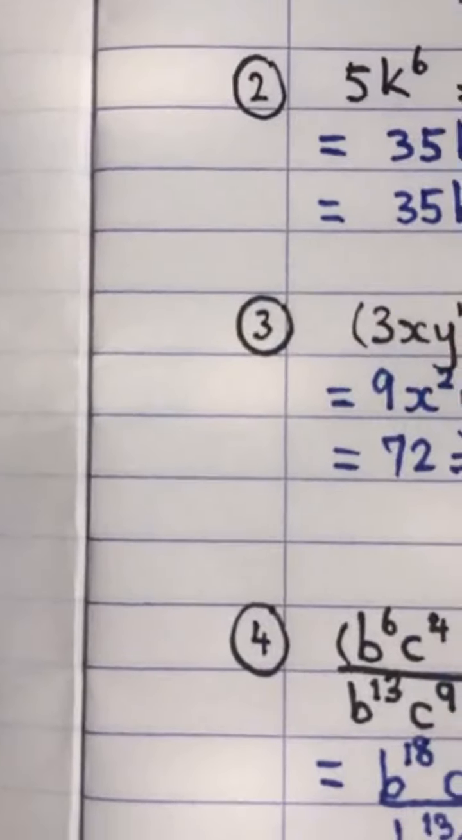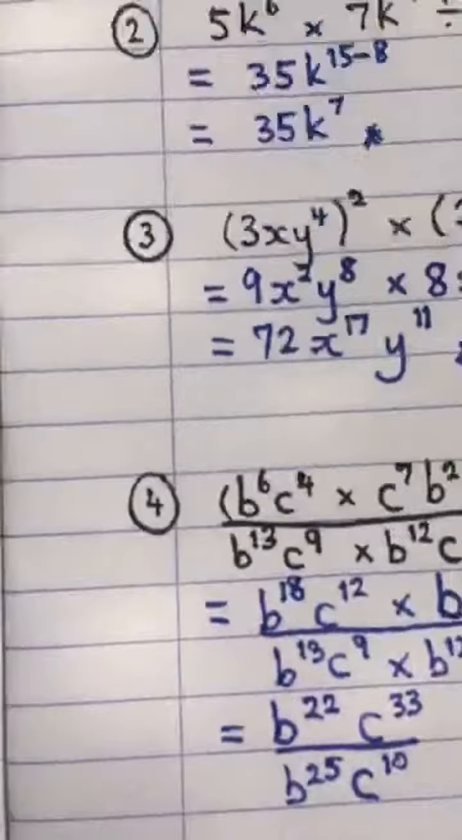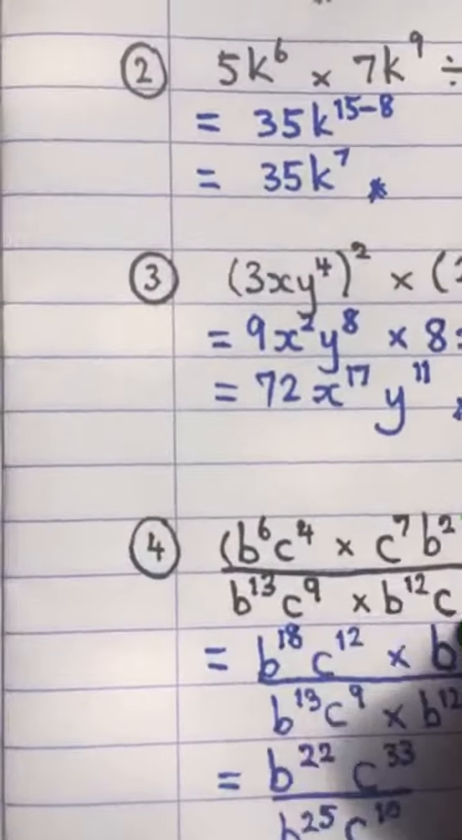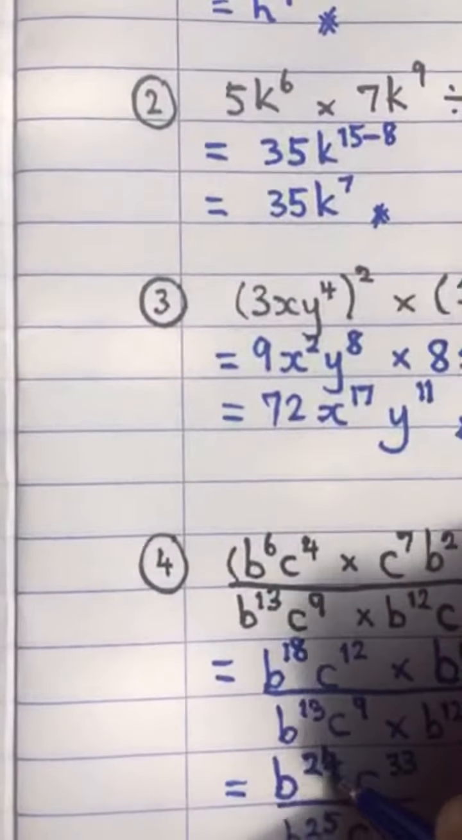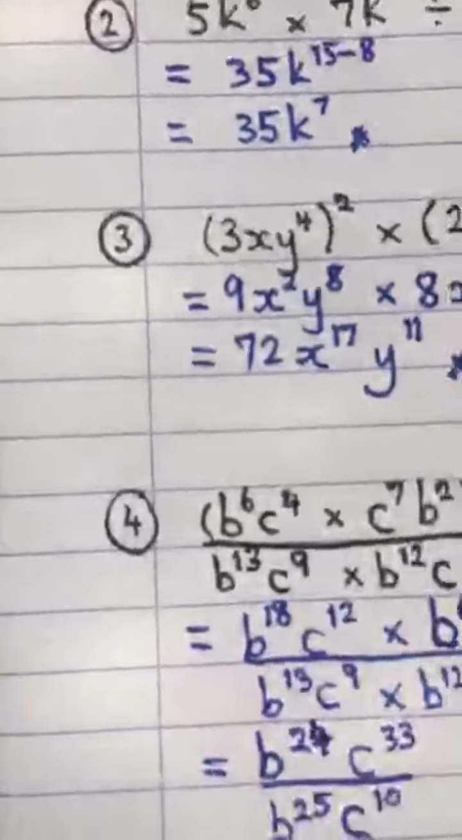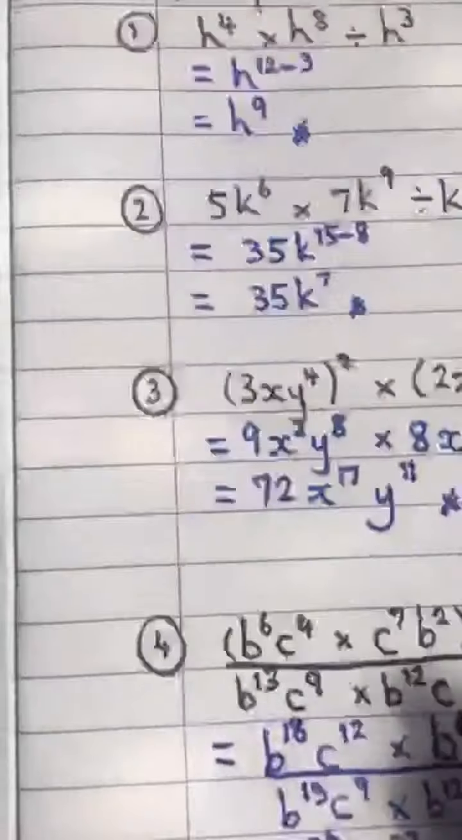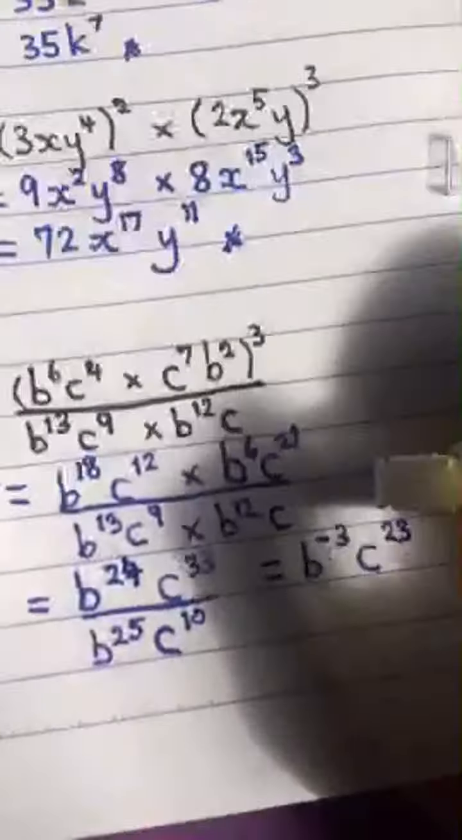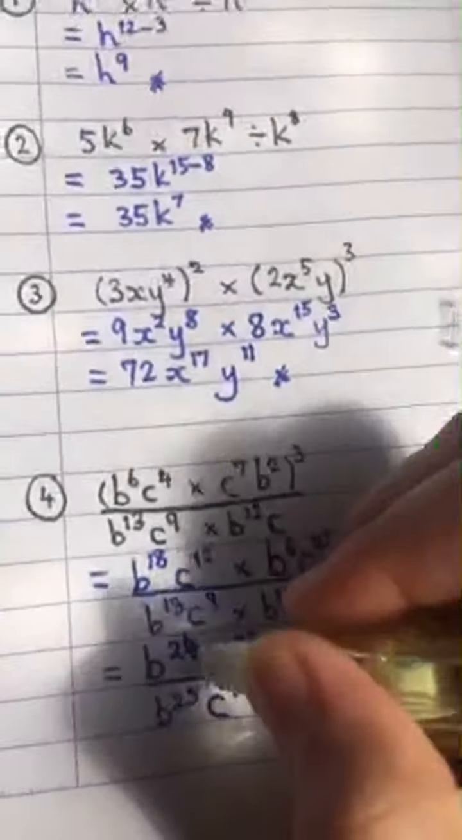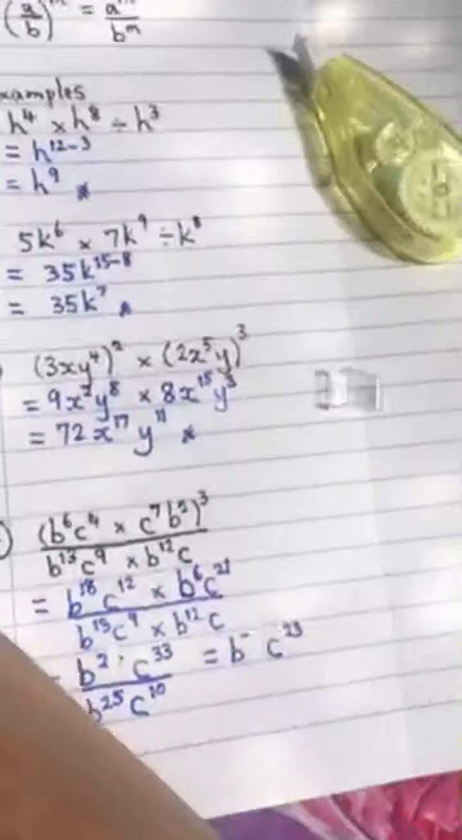C18. Oh, here I made a mistake. Sorry about that. This is a mistake just now. 18 plus 6 will be 24. So 24 minus 25 will be negative 1. Sorry about that. Let me get my correction tape. So this one should be negative 1. So this one should be 24.